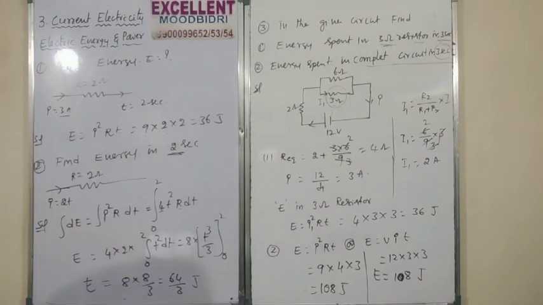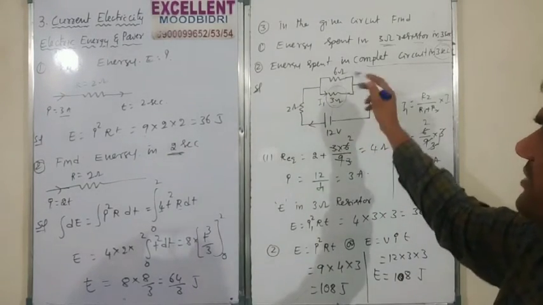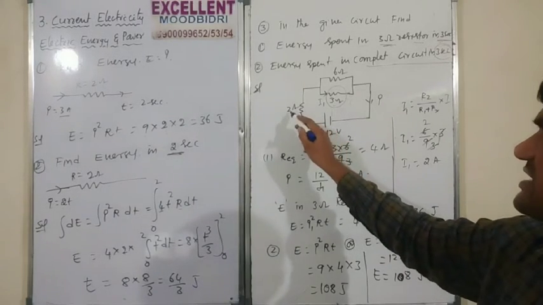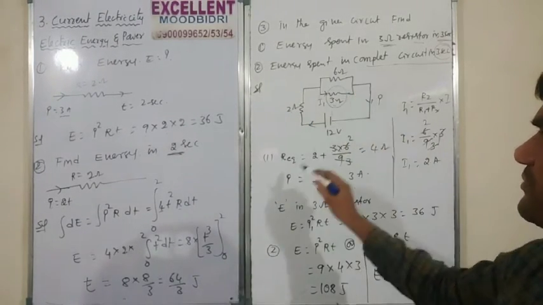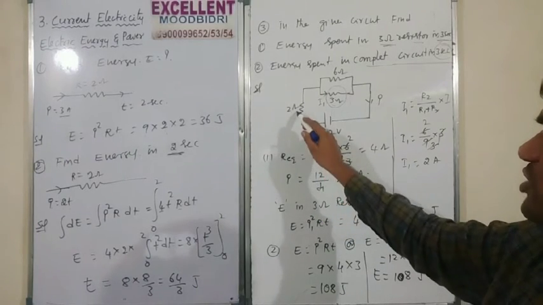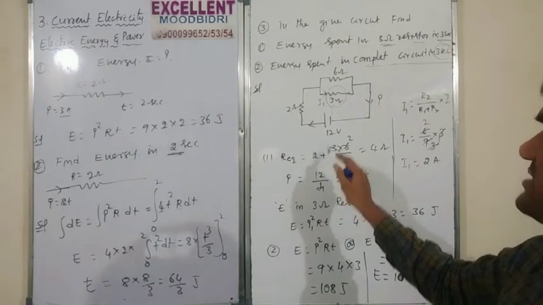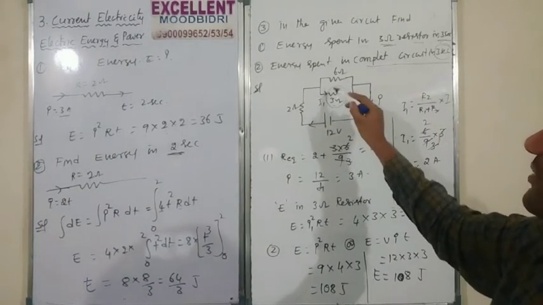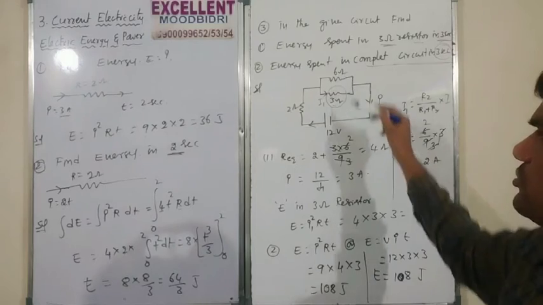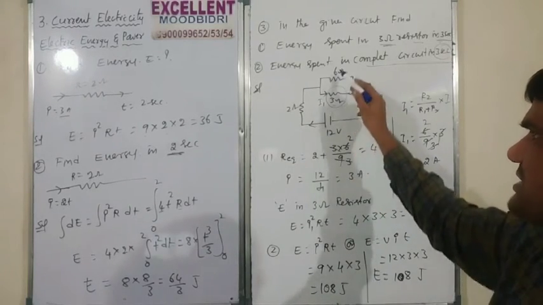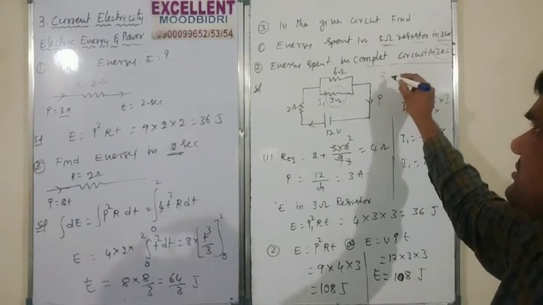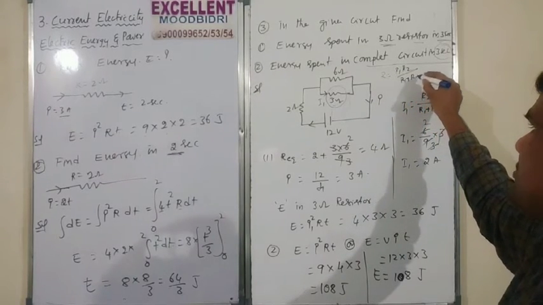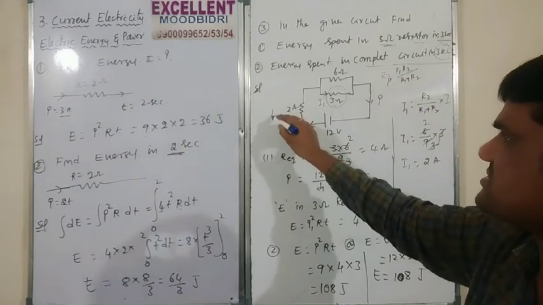First we have to get the equivalent resistance, total EMF. This is a series combination, and this is the parallel combination. Therefore R equivalent is equal to R series plus the parallel combination, R1 R2 divided by R1 plus R2. R1 is equal to 3, R2 is equal to 6, divided by 3 plus 6. Did you remember this formula, R is equal to R1 R2 divided by R1 plus R2? This is the RP, this is the RS.